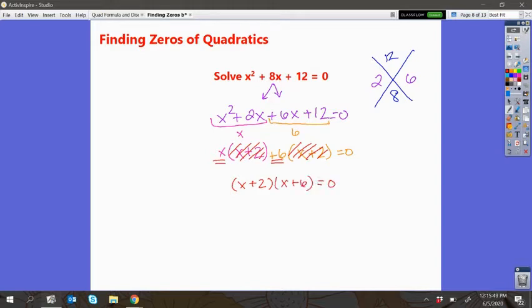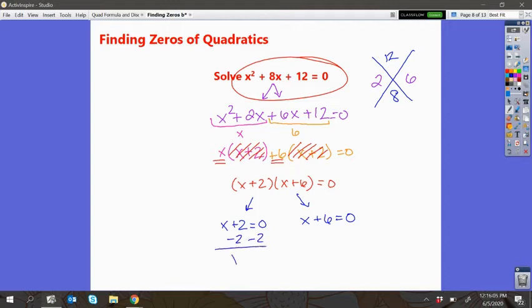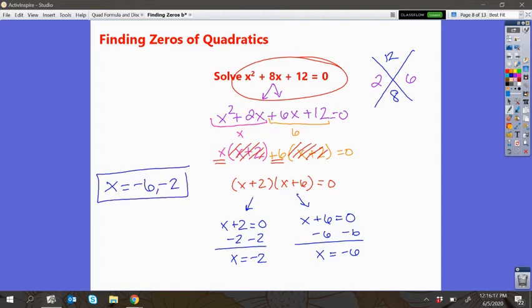So now we see that we have the factored form of our original quadratic. And now I can use that zero product property rule to split up and say either x plus 2 is equal to 0 or x plus 6 is equal to 0. Solve those one-step equations to get two zeros of -6 and -2. So I say x equals -6, comma, -2. So basically all you're going to do is factor and set some stuff equal to 0.